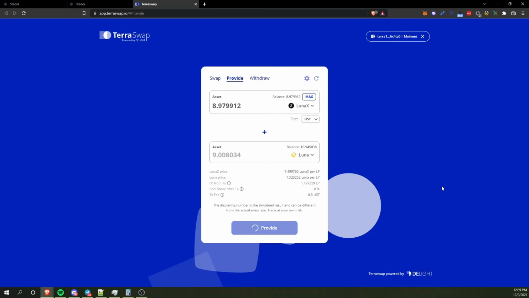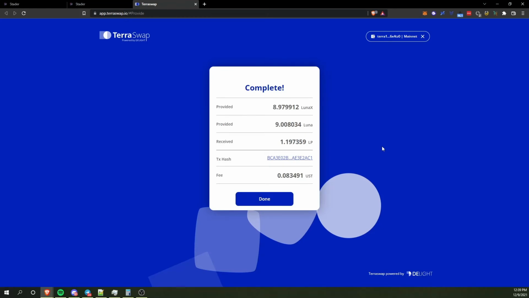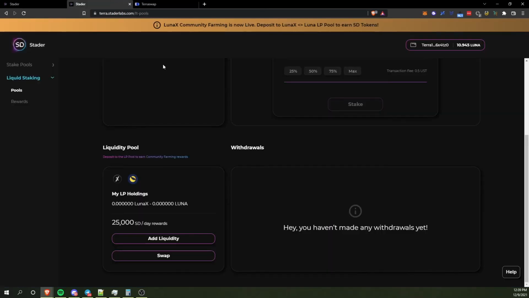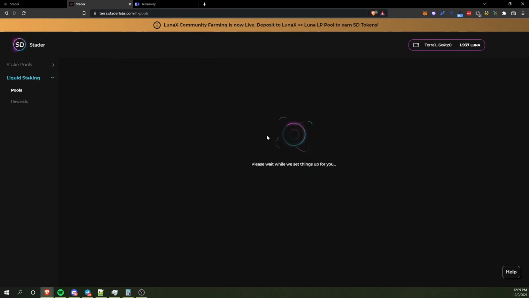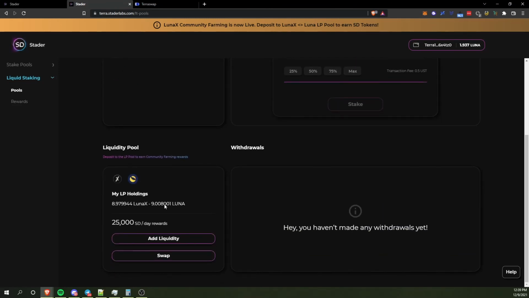Something that's really nice about the TerraSwap ecosystem is it can process the approval transaction as well as the liquidity providing transaction in the same approval method. So there we go. There's our 1.19 LP tokens, which are basically a receipt for our LunaX and Luna portion of the pool. Now if we refresh the Stader Labs page here, we'll be able to see our LP holdings. And there we go. We have 8.97 LunaX and 9 Luna, and we'll be earning a portion of those 25,000 Stader tokens in rewards per day.